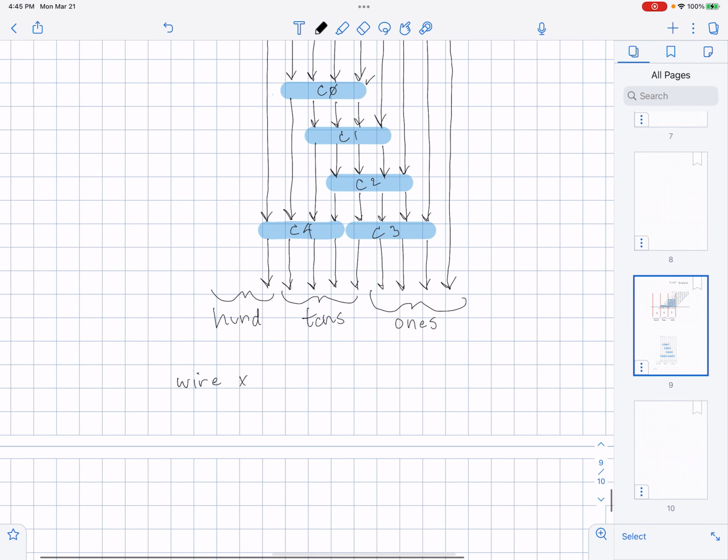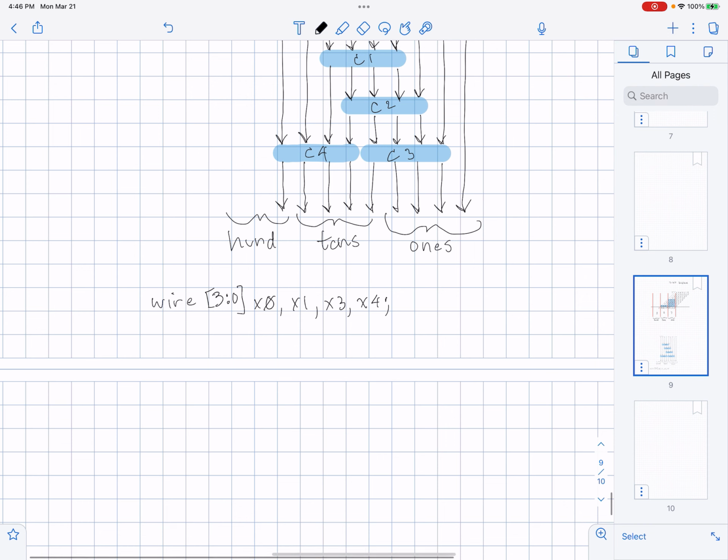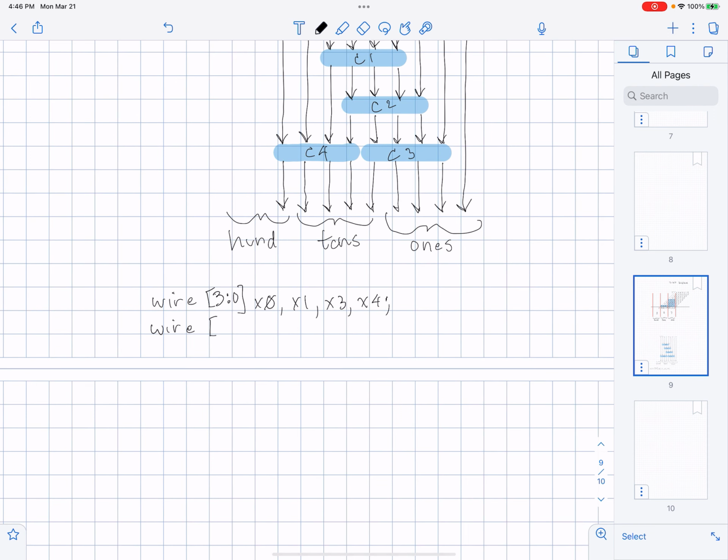And I would make X0, X1, X2. I told you to make them 4 bits wide, but I didn't do it. So let me scoot that over. 3 down to 0. And I have some wires for each of the inputs, 0 through 4. We're going to have 4 of these rectangular blocks. Okay, then I do the same thing for each of the outputs. I skipped X2.